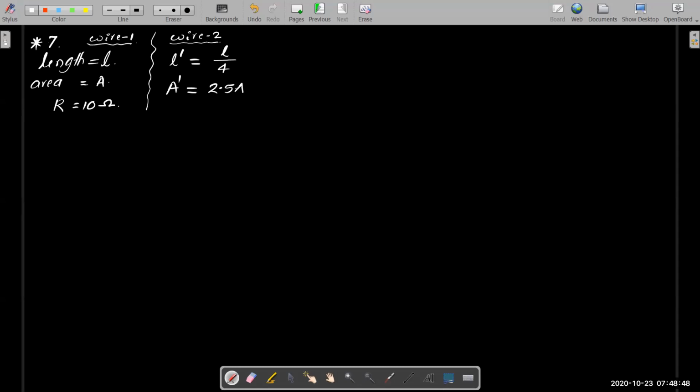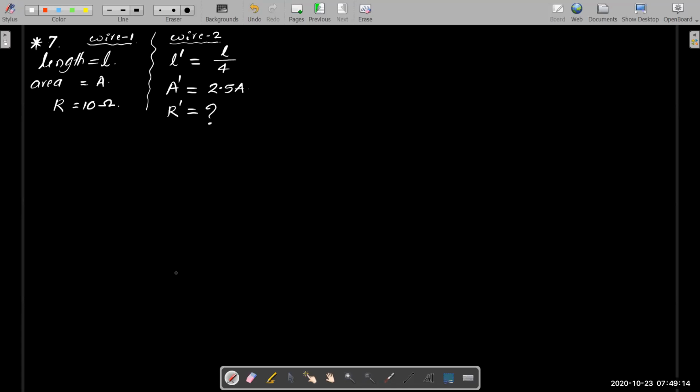2.5 Sir, having a length. L divided by 4, L by 4, L by 4. It is written on the screen. And area of cross section 2.5 ampere. 2.5 ampere.